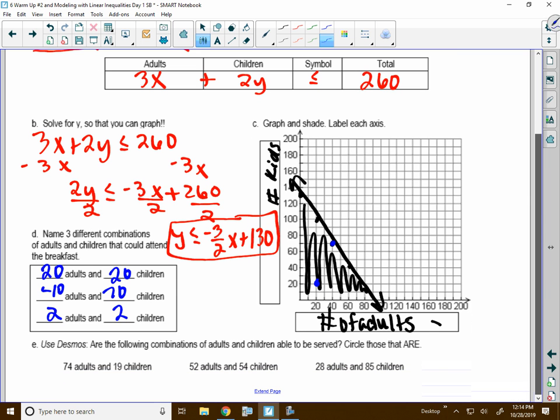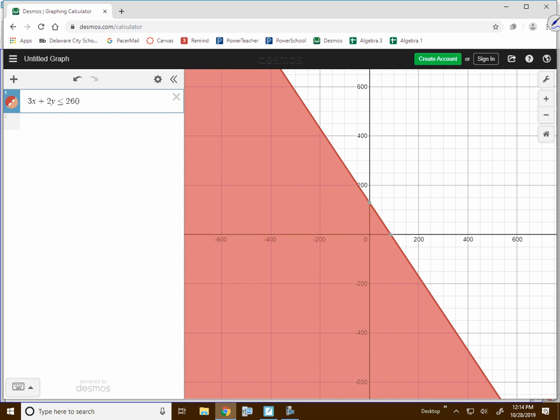All right, so I'm going to pull up Desmos. You do not need to pull up Desmos, so just stay where you're at. I'm just going to pull up Desmos for us. I already have the equation built in. I just have in the original 3x plus 2y less than or equal to 260.